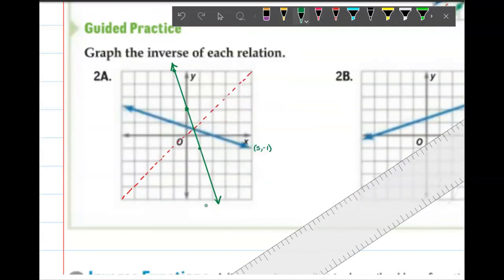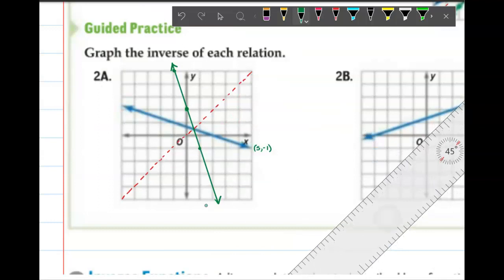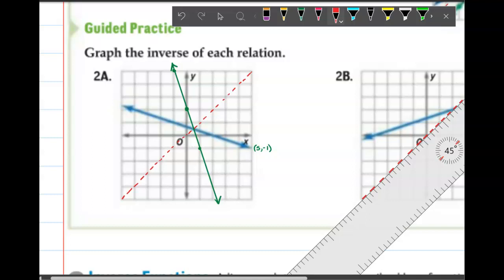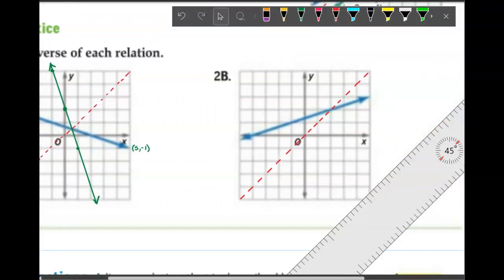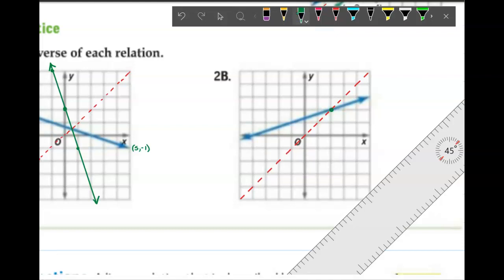Let's try to do the same thing here. Again, if we're taking and reflecting each point over this red dotted line, which is the line y equals x, this point would remain where it is. This point is 5, 3. Now we want the point 3, 5.